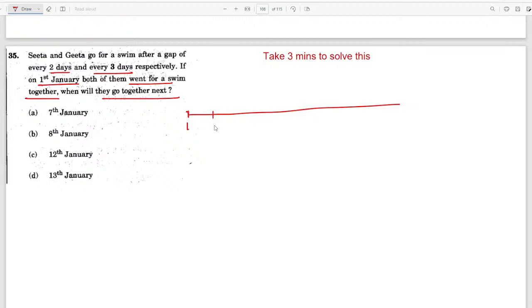So she won't go on 2nd, won't go on 3rd, would go on 4th. So that is Sita. And Geeta goes after a gap of every 3 days. So 1, 2, 3. This is Geeta. So if we see here, Geeta is taking every 3 days. 1, 2, 3. After 3 days, she is going for the swim. And Sita is going after 4 days.